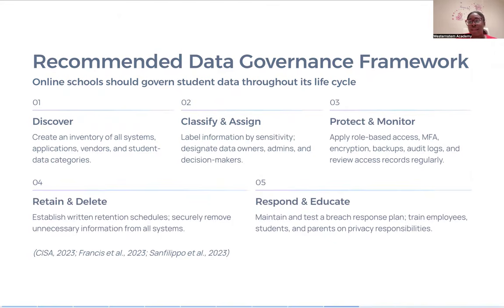Next, a recommended data governance framework. Online schools should govern student data throughout its life cycle. First, discover: create an inventory of all systems, applications, vendors, and student data categories. Classify and assign: label information by sensitivity, and designate data owners, admins, and decision makers. Protect and monitor: apply role-based access, MFA, encryption, backups, audits, logs, and review access records daily or regularly.